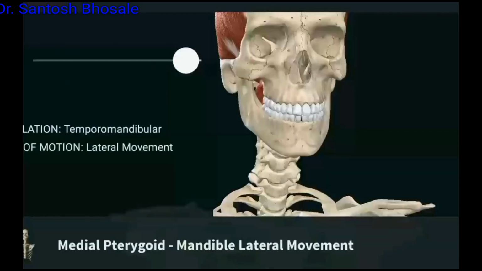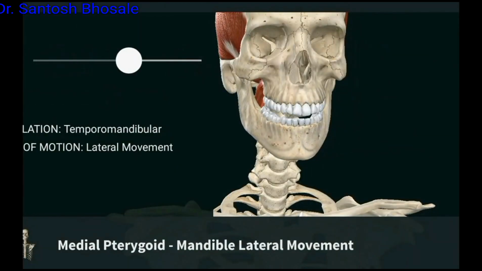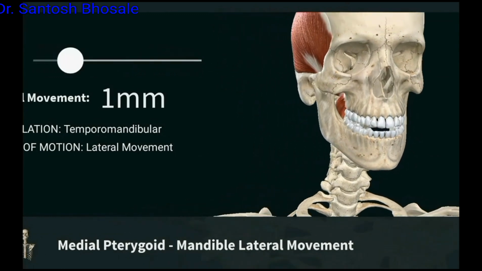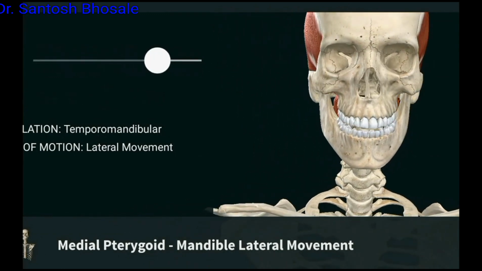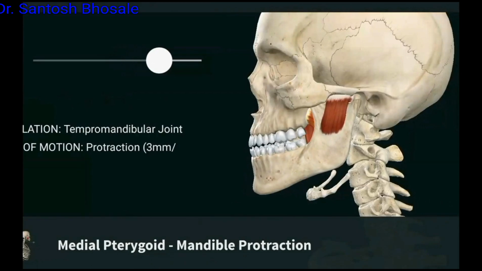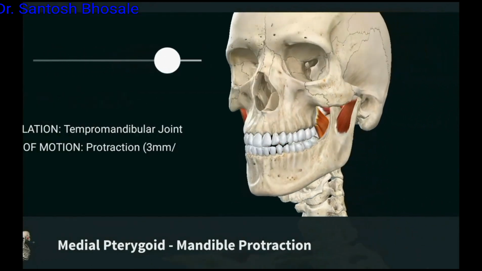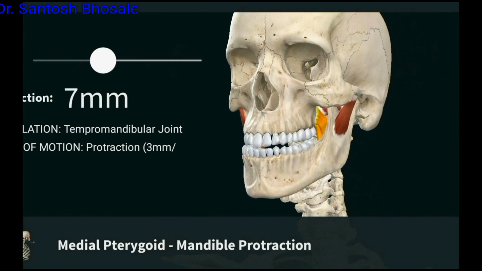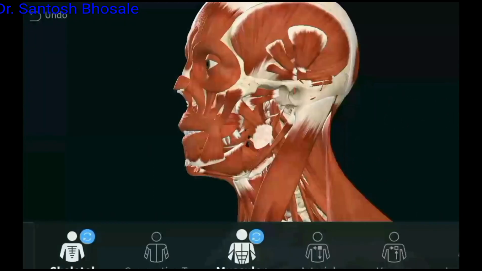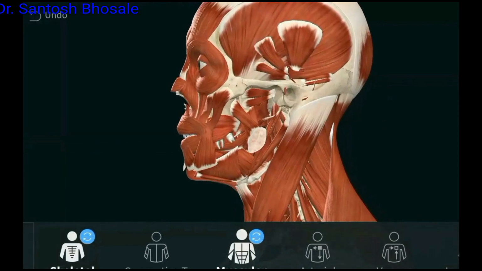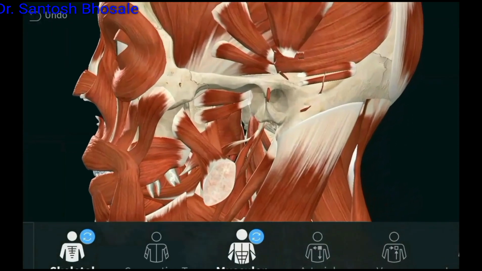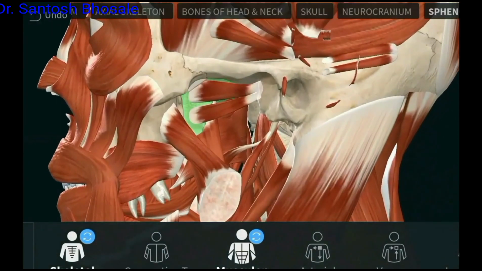And coming to the action, it helps in lateral movements, side to side movement of the mandible, and protraction. The anterior movement of the mandible is called protraction, whereas retraction is by the posterior fibers of temporalis. Now we'll come to one more key muscle of this region, lateral pterygoid.